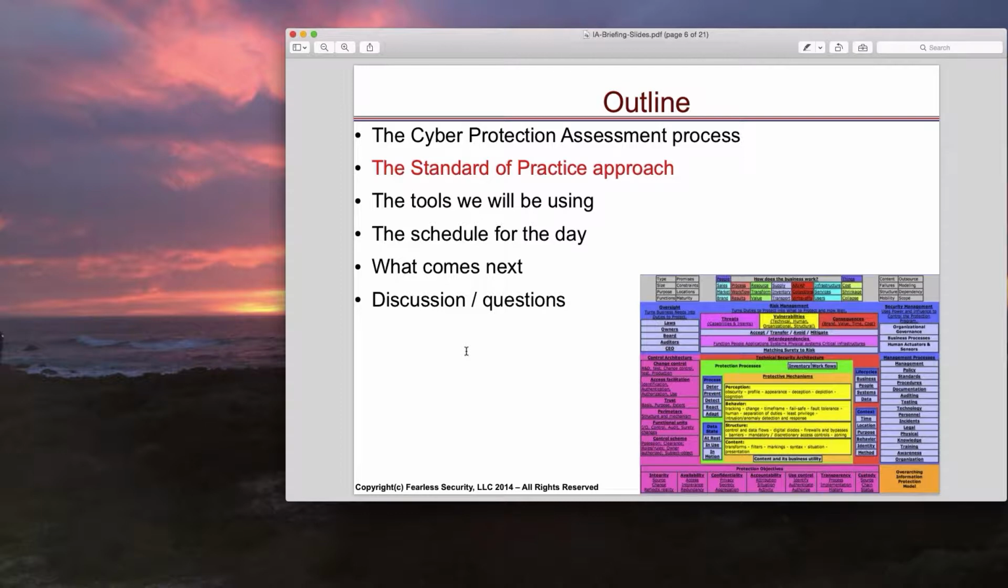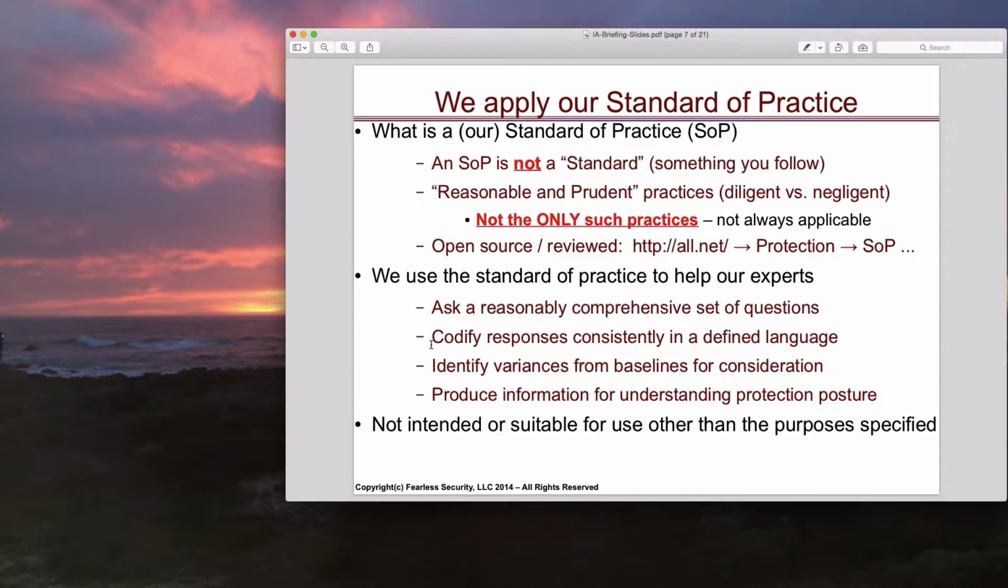This is not something to be used, sort of arbitrarily. It's reflective of what the folks on the phone said on that day, and an opinion based on the standard of practice and the experts who apply it. Standard of practice, by the way, is not a standard. It's not something you follow.